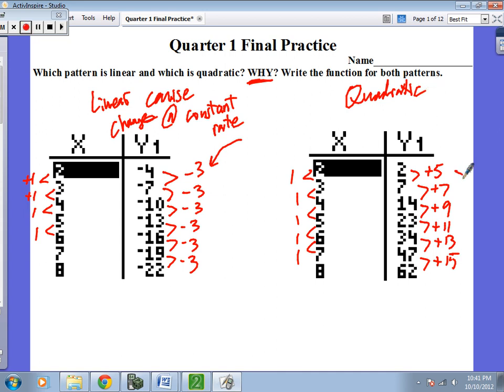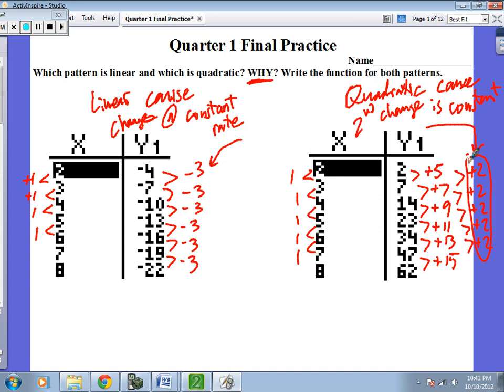Okay, the quadratic because you're increasing at a changing rate. So your change is going up 2 every single time. You add 5, then the next time you add 7, then the next time you add 9. So the quadratic because your second change is constant. So you had to break it down twice, and it's the second time that you found your constant rate of change.